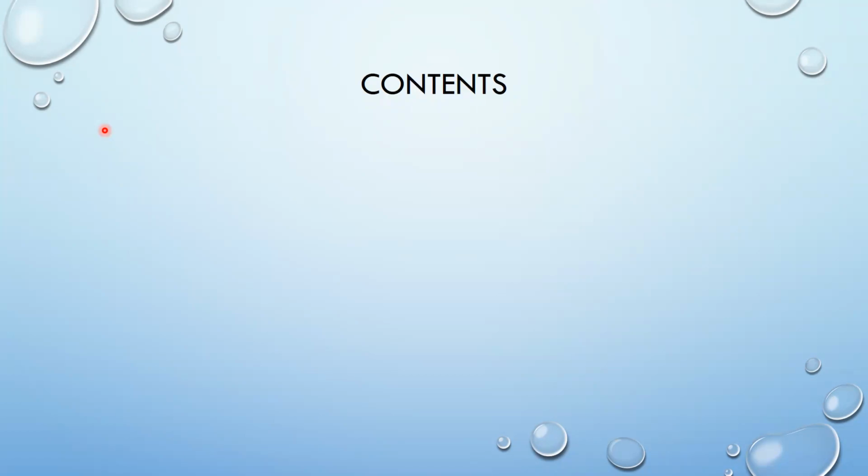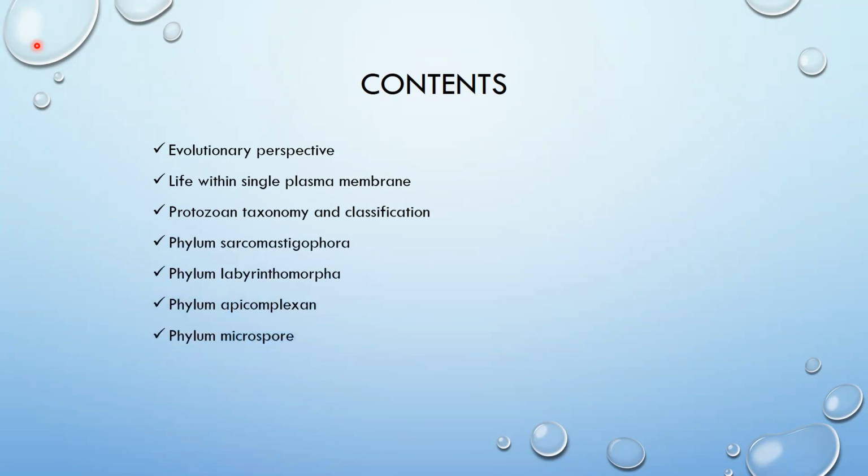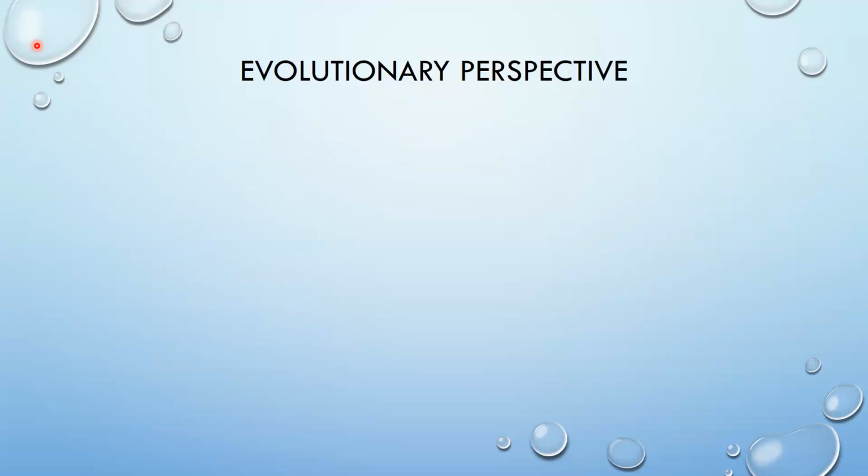So the contents we're going to discuss include the evolutionary perspective of protozoans, life within a single plasma membrane, protozoan taxonomy and classification, phylum Sarcomastigophora, phylum Labyrinthomorpha, Apicomplexa, Microspora, phylum Ascetospora, phylum Myxozoa, and phylum Ciliophora. One by one, we're going to discuss the details of all of these seven phyla that are under the kingdom Protozoa. First of all, the evolutionary perspective of the protozoans.